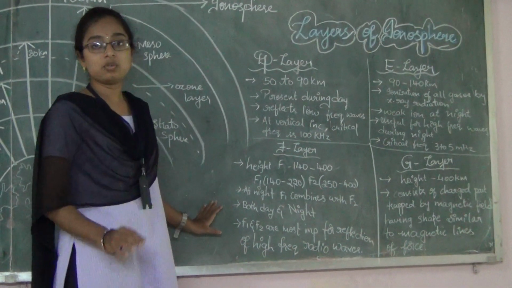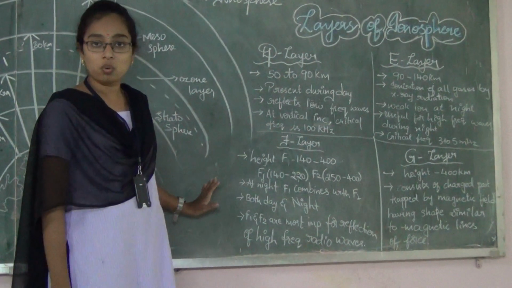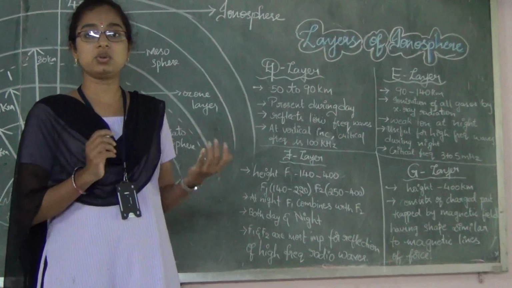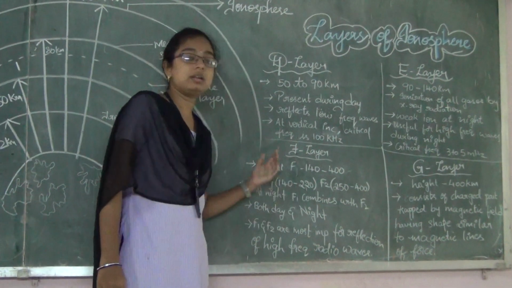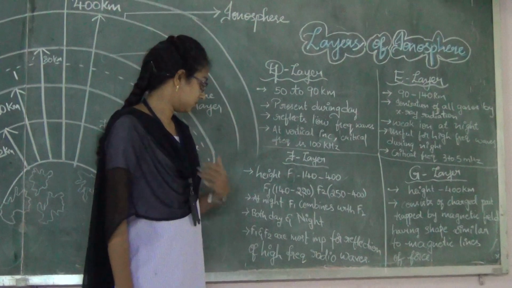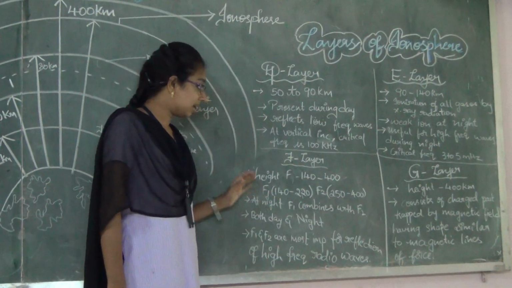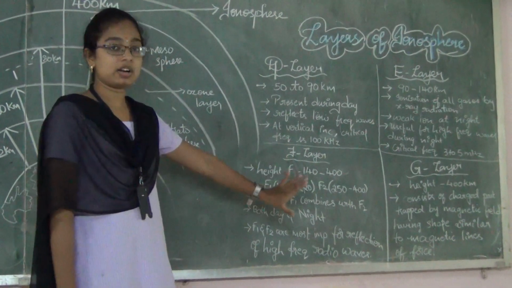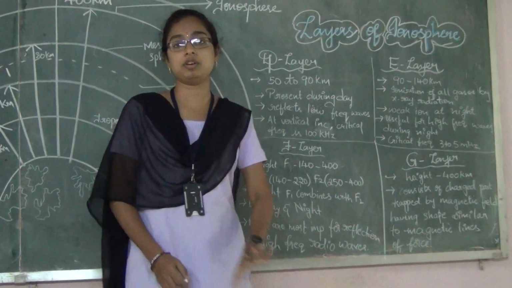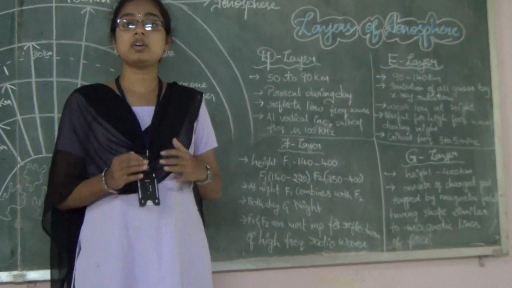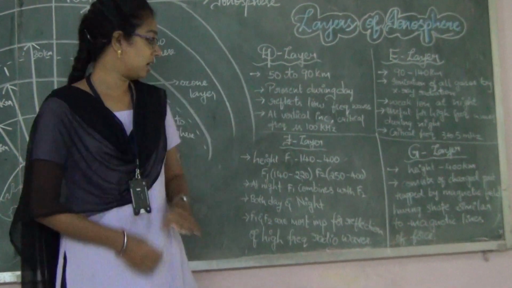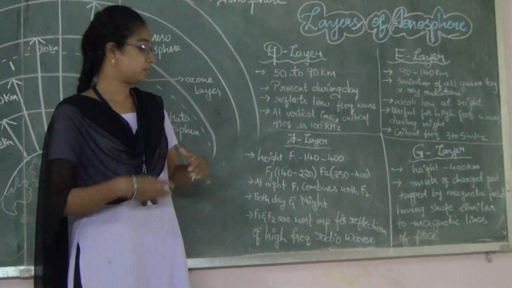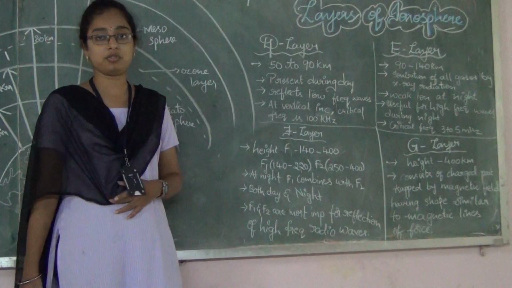The main advantage of this layer is that it is the only layer which is present both during the day and at night. Out of all these, the F layer is very important for the reflection of high frequency radio waves. This F layer produces very high frequency radio waves, and this layer helps in the reflection of high frequency radio waves.